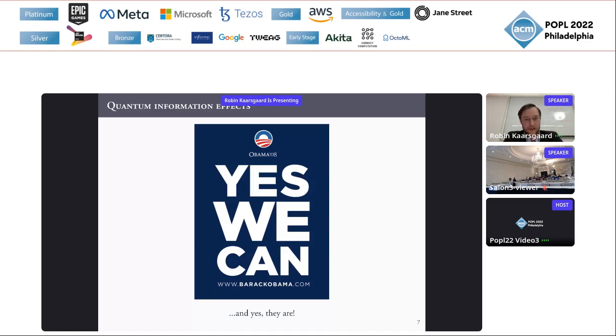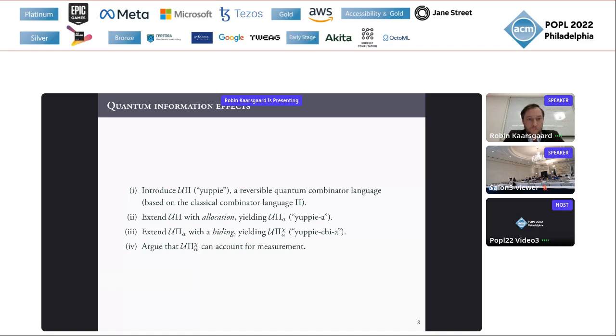Okay, and here's how. So here's what we did. We introduced a quantum programming language called Yuppie, which is actually based on James and Sabri's classical language, Pi. I'll get back to how that looks in a moment. Then we will successively extend that with two information effects. First one, for allocating information, gives us the language Yuppie-A. And then we'll extend that further with the notion of hiding information, which gives us the language Yuppie-Chi-A. And then finally, we'll argue that actually in Yuppie-Chi-A, we can account for quantum measurement. Okay, so let's do that.